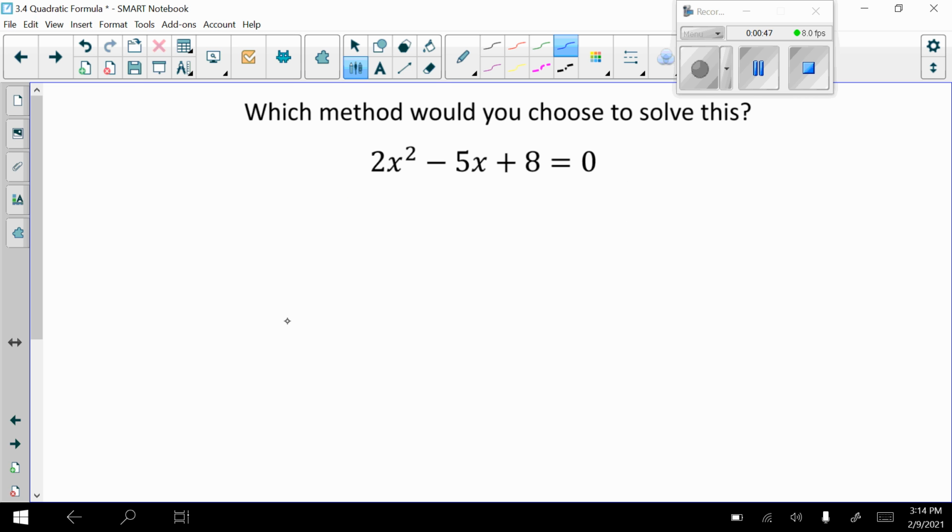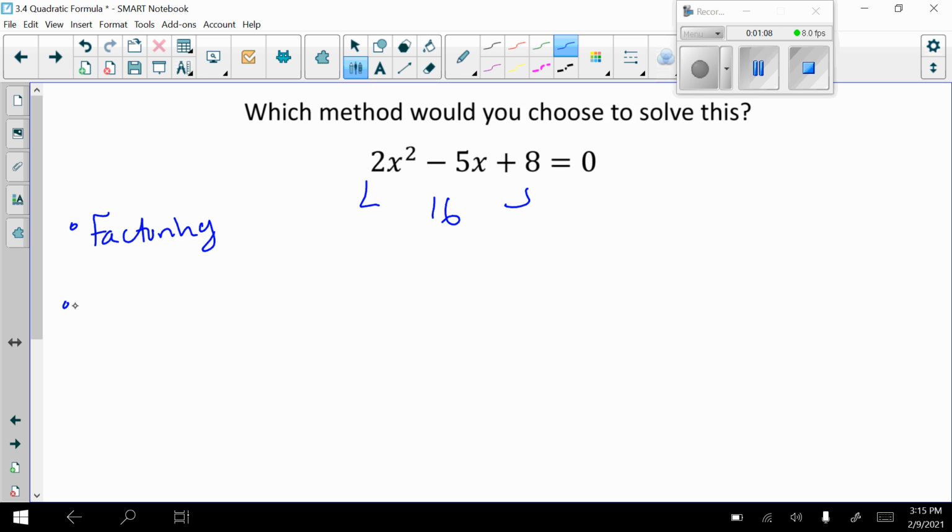All right, so let's say I gave you this equation, and I asked you to solve it. Well, I think factoring is the easiest method. So if you tried to factor it right away, you would need two numbers that multiply to 16 and add to -5. And you find out pretty quickly that there's no such pair, right? So that doesn't work.